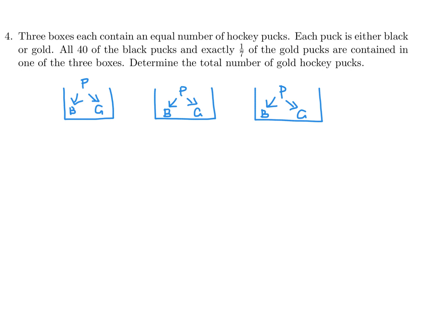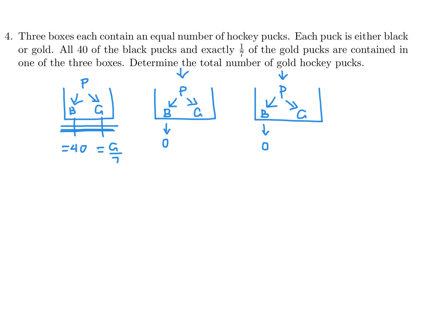They're saying all 40 of the black pucks and exactly 1/7 of the gold pucks are contained in one of the 3 boxes. So let that box be this one right here. So that means this B is 40. And this G is 1/7 of all gold pucks. So we just put G over 7, where G represents the total number. Now, if 1/7 is in this box, then the other 6/7 would be in this one and this one, right? And if all 40 black pucks are in this box, then there'd be 0 here. So 0 and 0.